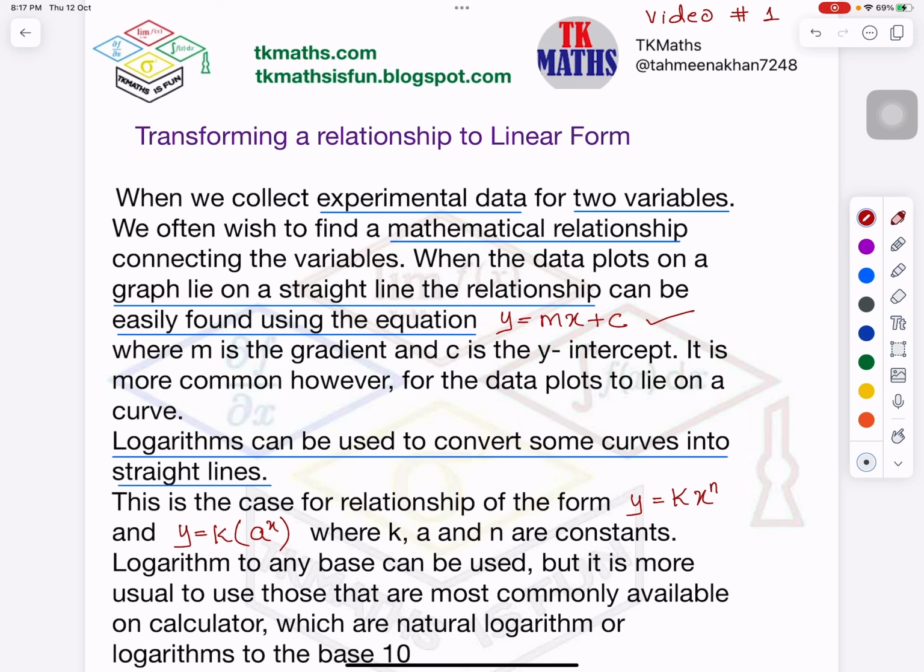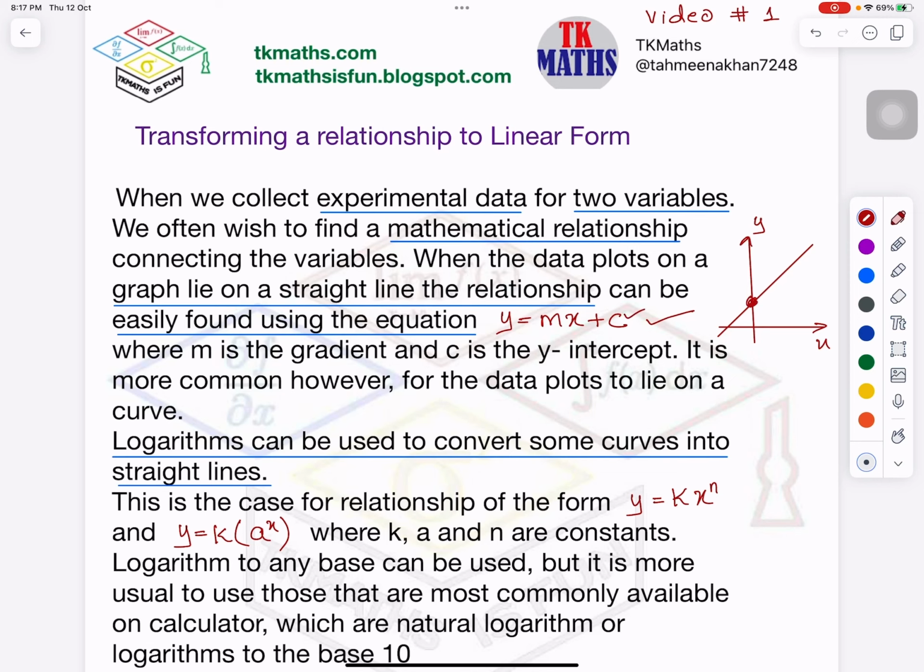Now when an experiment is done and the data is collected for two factors, two variables, one we write on the x-axis, one on the y-axis, and the linear form equation passes like this. This point is called the y-intercept. Usually we write y here and x here. So the data on the y-axis, which intercepts here, is represented by c.